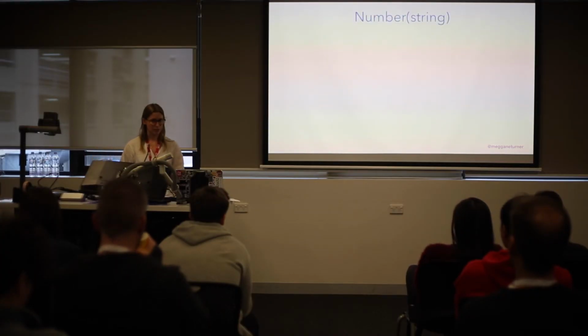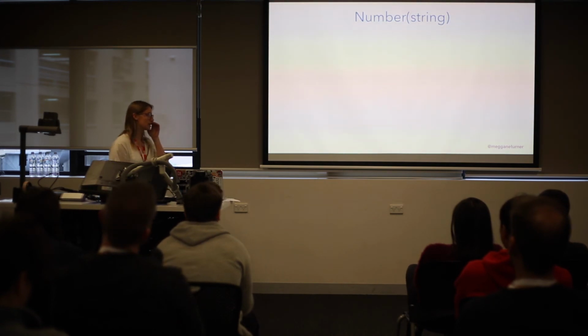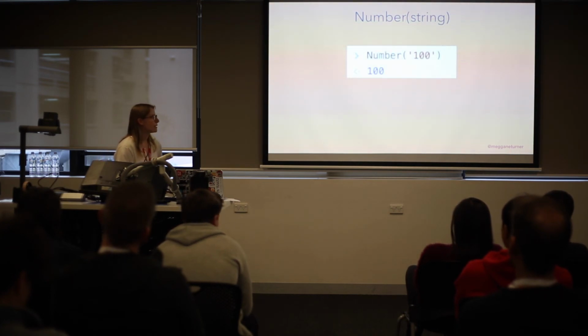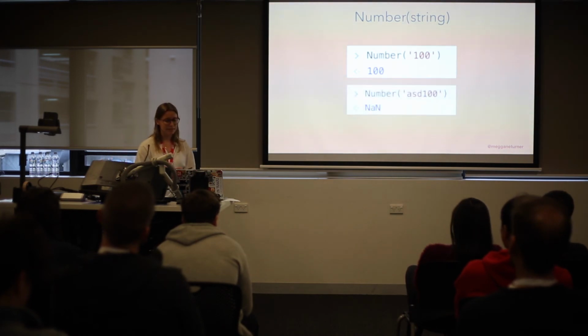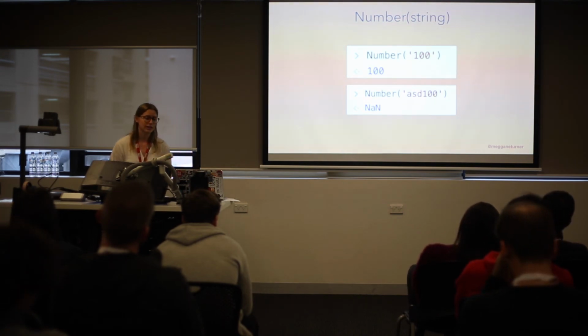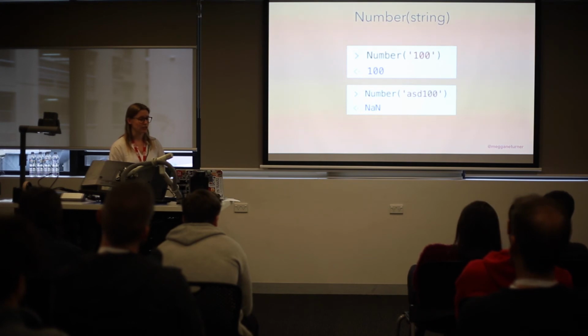So let's go the other way. If we want to convert a string to a number, we've got a bunch of options available to us. We can use Number and pass an argument of string. So if I pass a string 100, I get 100 in return. Fairly straightforward. But this is a strict method, so we can't pass any non-numeric characters. Otherwise it will just return that it is not a number.